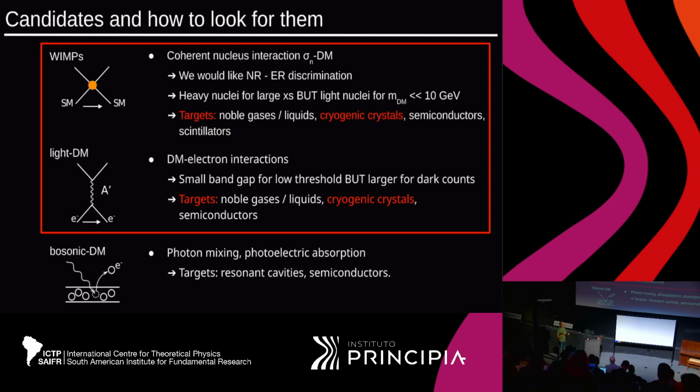At the same time, it is also very, very critical that we have things that we can purify a lot and remove all the radioactive isotopes in them. So that will limit the amount of materials and elements that we can use for our detectors. Then, for the light dark matter, the problem is not so much having a large nucleus, but having something with a very, very low threshold.